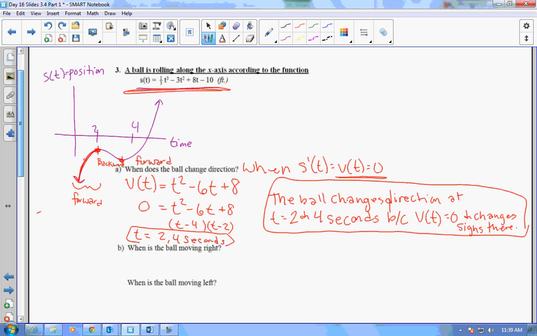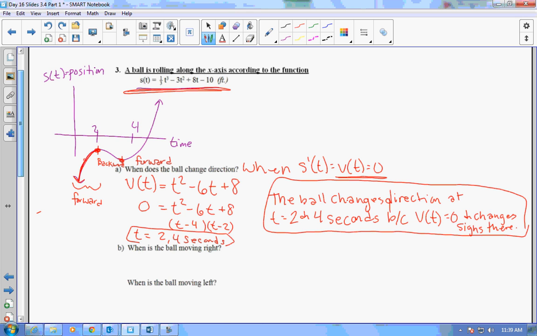Okay. Make sure when you're doing your homework, you're not just getting a number, you're actually understanding what that number means. When is the ball moving right? I think we can answer this pretty quickly, right? Because we've already done it.